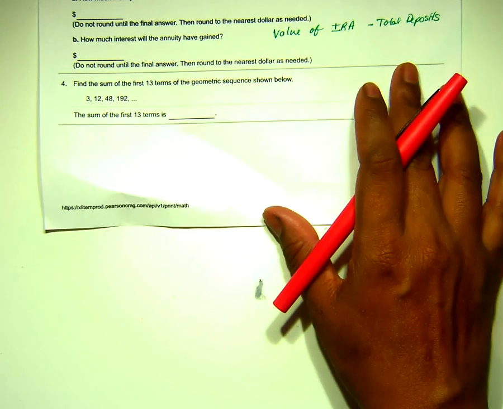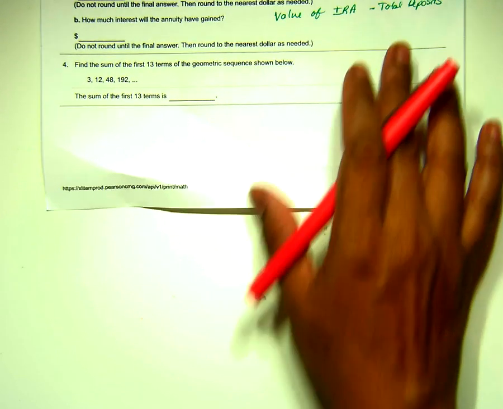We have another example dealing with the geometric sequence. Please remember that when you're dealing with the geometric sequence, you're dealing with some type of pattern so you can figure out what it actually is. So it wants you to find the sum of the first 13 terms in the geometric sequence.